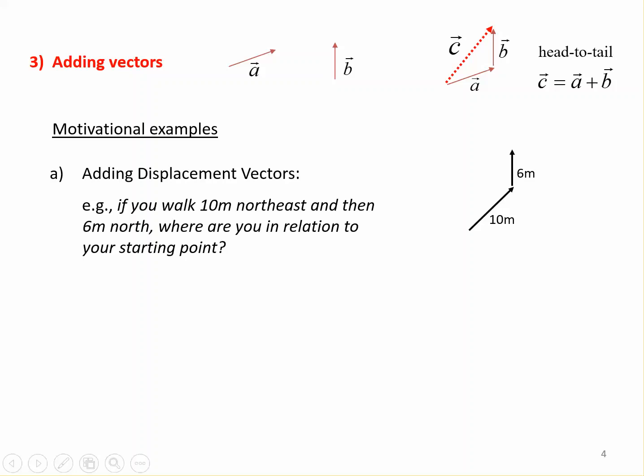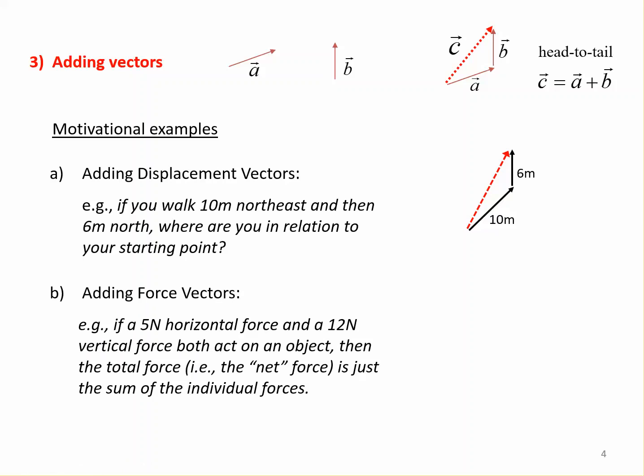Where are you in relation to your starting point? Well, to get that, I'll add this vector with this one. I simply draw this arrow, and this red arrow represents the sum of these two displacement vectors. So you can think of it as follows. If I walk from here to here, and then I walk from here to here, that's equivalent. I end up at the same spot as if I walked from here to here. So this red arrow represents the sum of these two vectors. Let me give you another example.